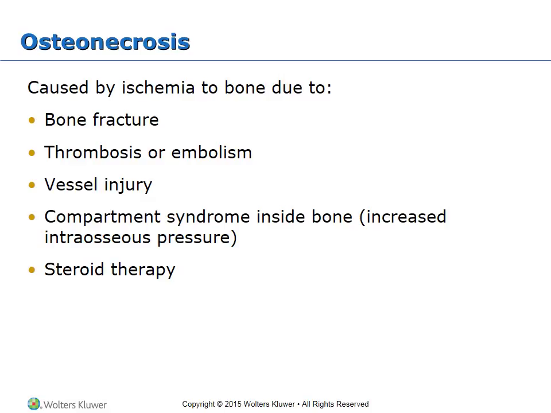Osteonecrosis is kind of the last of these infection agents. So the ischemia is caused to the bone maybe from a fracture or an emboli, compartment syndrome, and then also steroid therapy is listed here. And what happens here is it's avascular necrosis, meaning we don't have good blood flow to the bone and it starts to die.